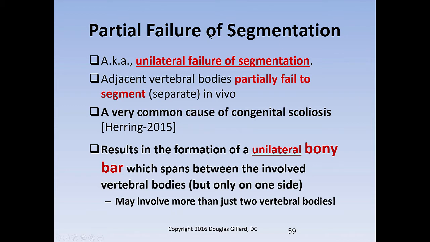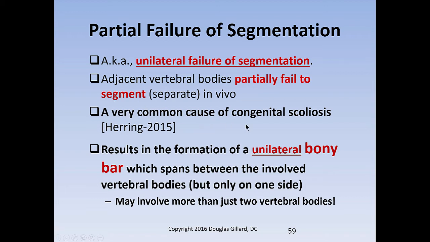So partial failure of segmentation, aka unilateral failure of segmentation. See, that's where that vertical segmentation would be nice. Adjacent vertebral bodies partially fail to separate. So these are also, I could put aka unilateral bar here. I probably should have put that. And this is a brand new PowerPoint, by the way, even different than last quarter. So this will get worked out over the next few quarters.